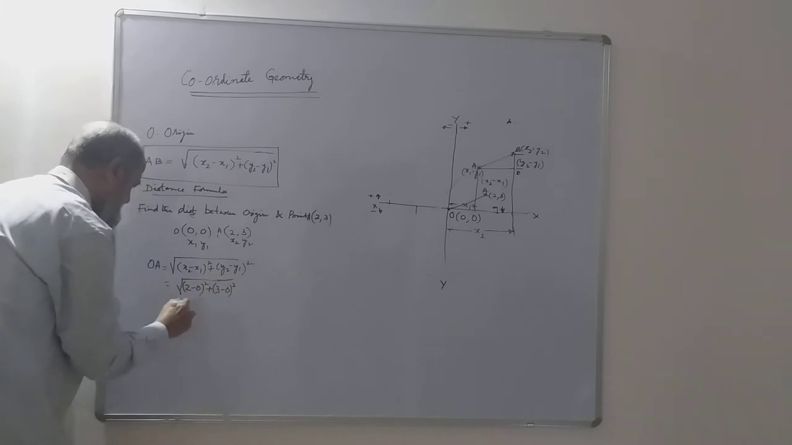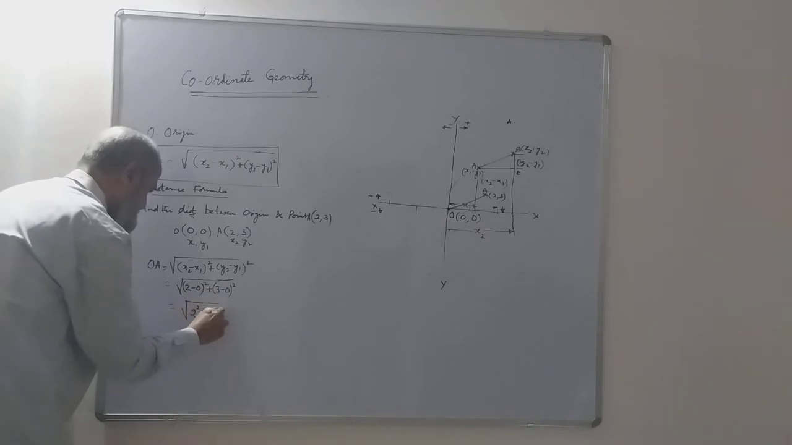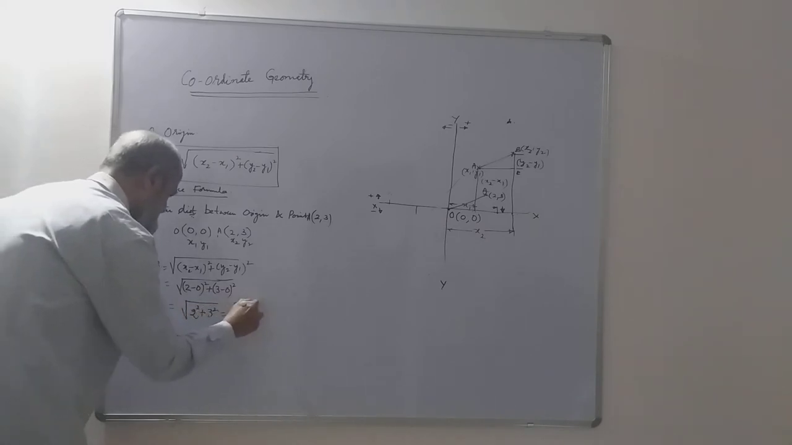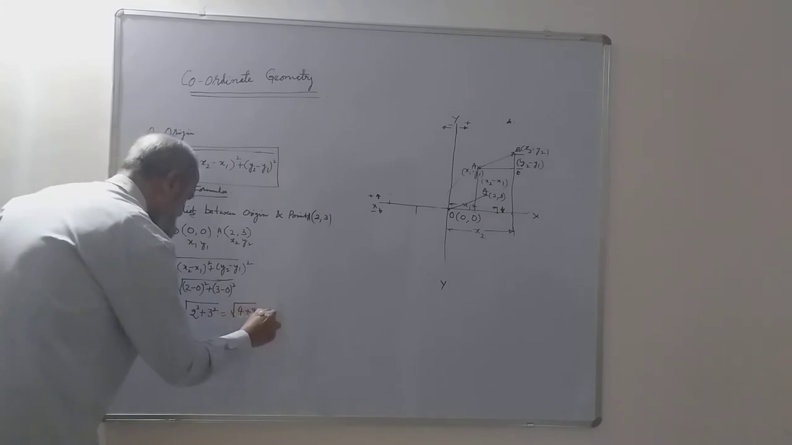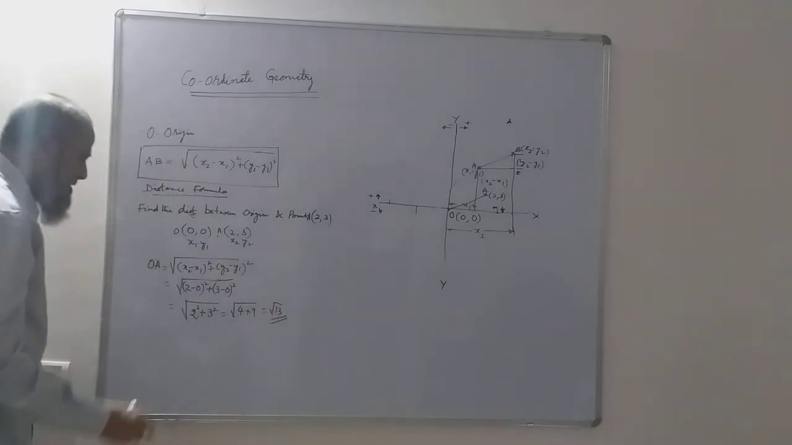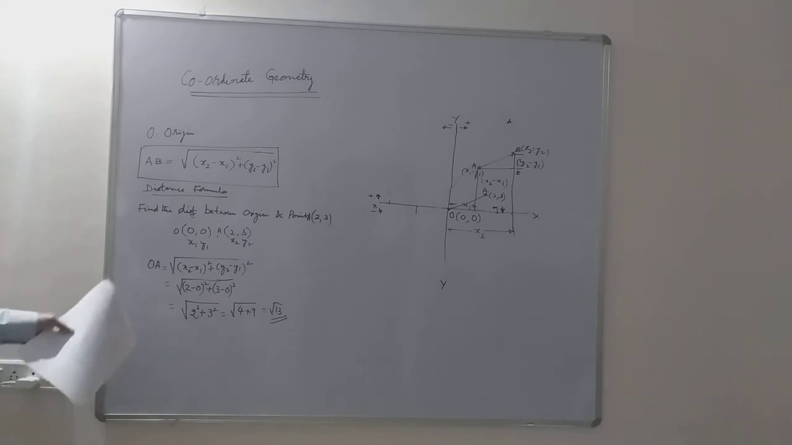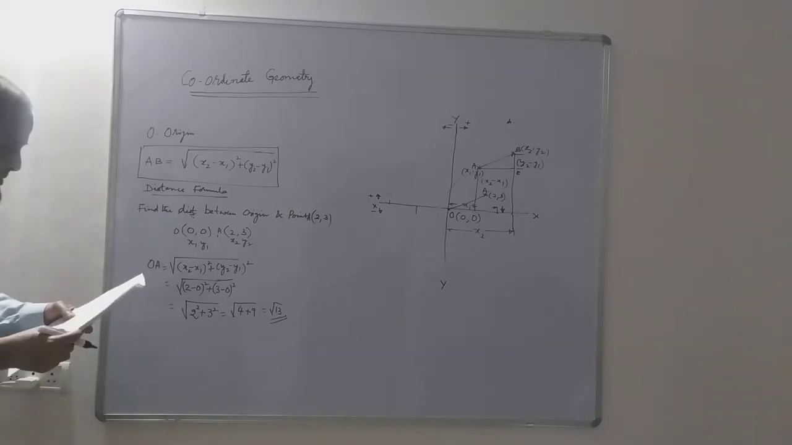That is root of 2 square plus 3 square. Square of 2 is 4, square of 3 is 9. So it will be root of 13. You are getting a number which is not a perfect square. Don't worry, you leave it like that. That is the distance. OA will be root 13.